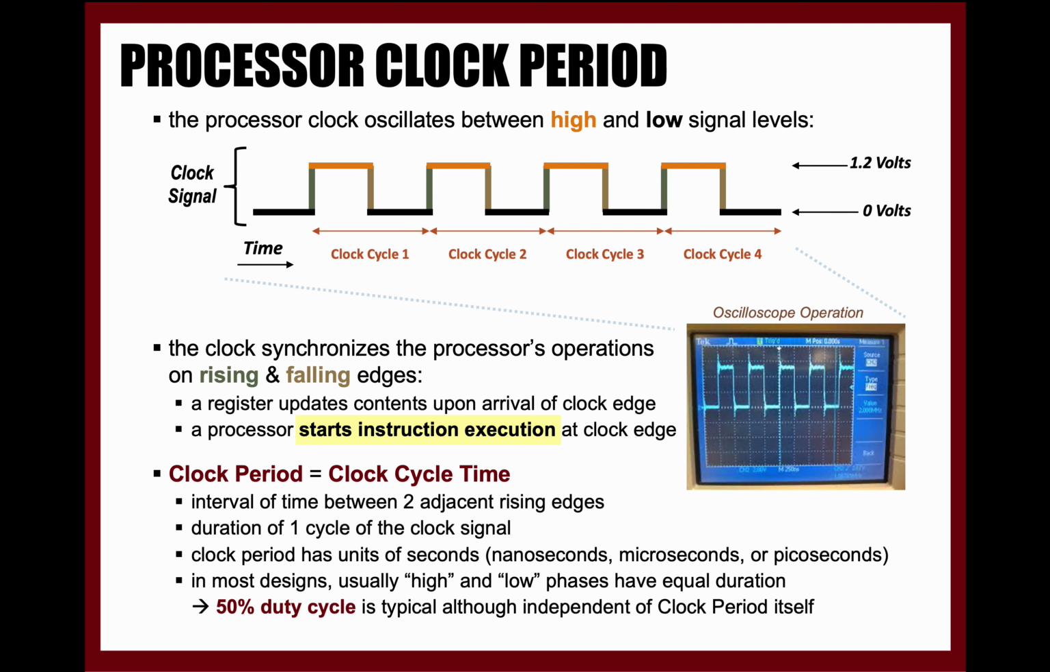In most processor designs, the durations of the high and low phases are usually equal. This is what we term a 50% duty cycle, and it remains consistent regardless of the clock period's actual duration. To visualize this concept, consider the oscilloscope operation mentioned. It's a tool that allows us to witness the clock signal's oscillation in real time.